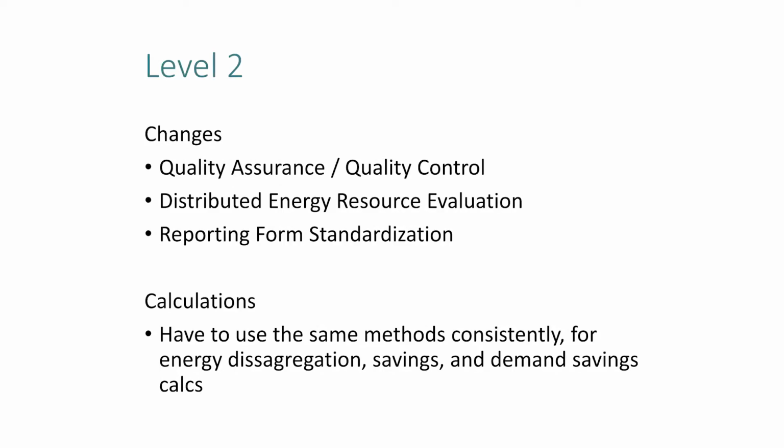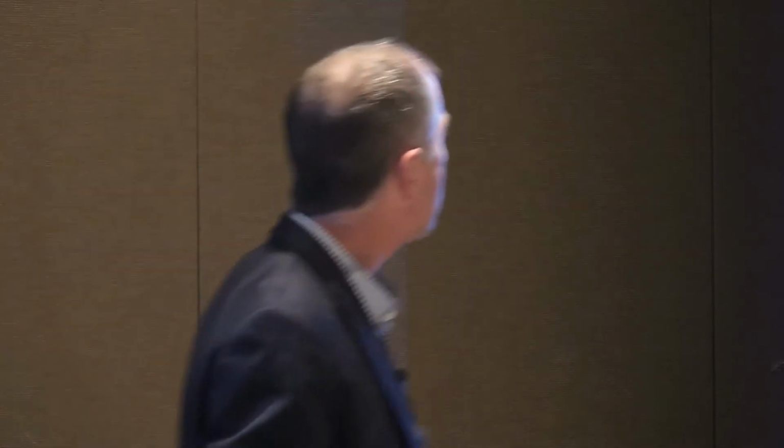Level 2 changes. We added a very fundamental version of quality assurance and quality control because we see terrible mistakes made out there. We added a requirement for at least a qualitative look at distributed energy sources. And we had the data forms standardization that I mentioned before. And we had some requirements around the calculations. Basically, the idea there is that you need to use the same method for determining your savings as you did in your QAQC and you did in your energy balance, or what you call an end-use disaggregation.